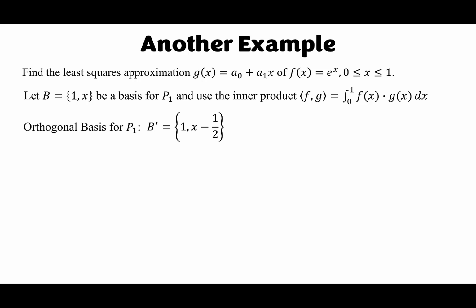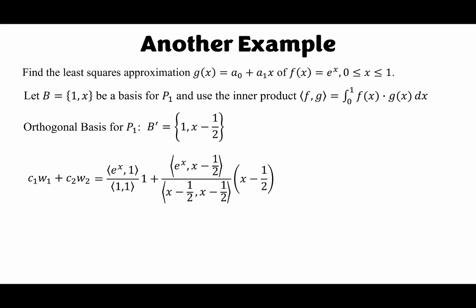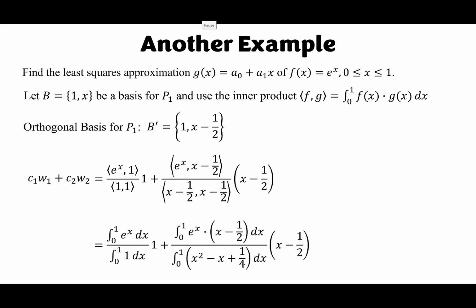Now that we have an orthogonal basis, all we have to do is find that linear combination of those two functions. So C1W1 plus C2W2, right, where C1 and C2 are those ratios of inner products. So there we go. We can rewrite those inner products as what they are defined to be, right? Those integrals from 0 to 1 of the product of the functions given in the inner product. And I used a calculator to figure out all those integrals. And in the end, after using my calculator for the integrals, I get the function 1.7x plus 0.9, approximately. I'm rounding to 1 decimal place here.